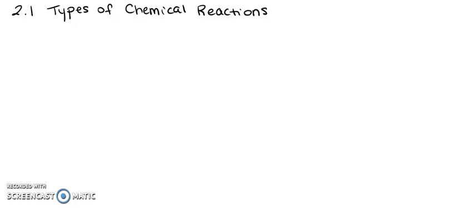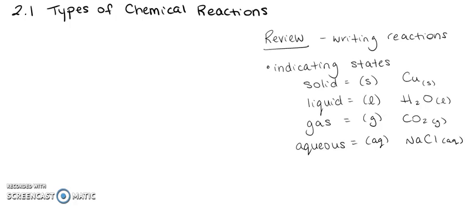In this video, we're going to go through the basic types of chemical reactions. But before we get started, there's a couple of things I want to review. In this unit, we're going to be writing a lot of chemical reactions, so I want to review some rules for that. When we write our chemical reactions, we need to indicate the states.